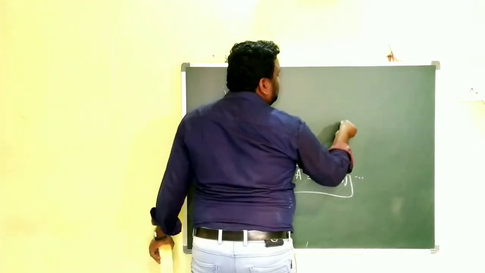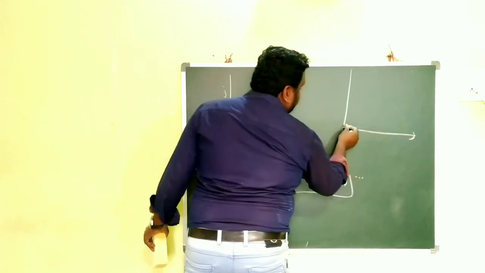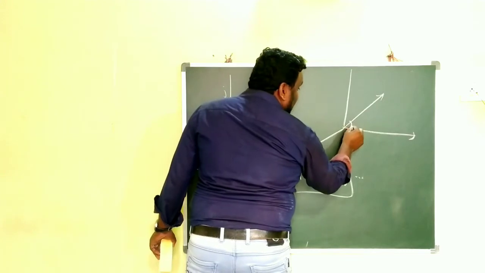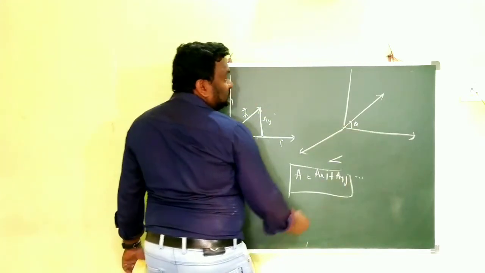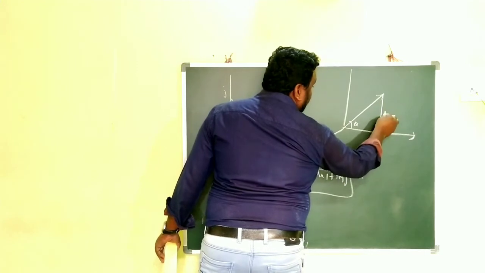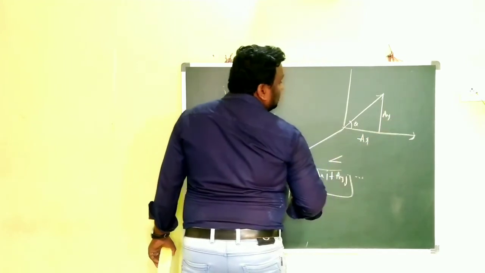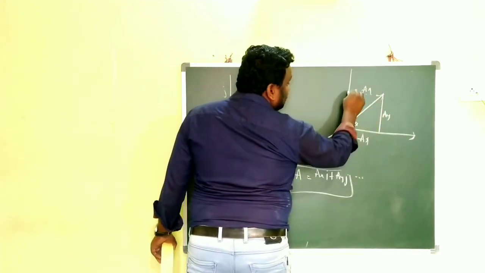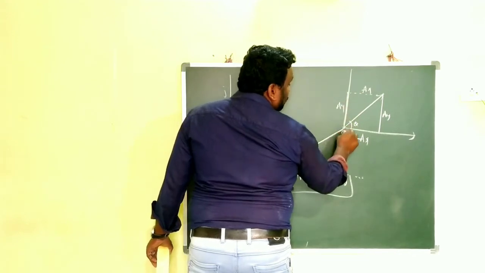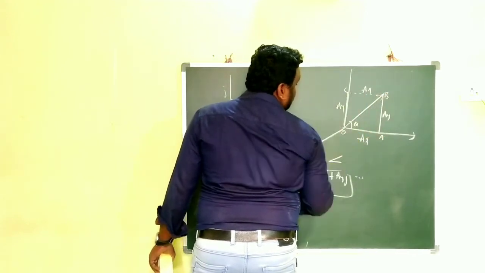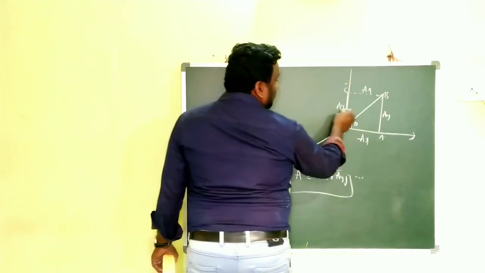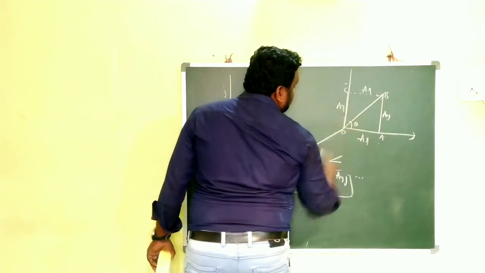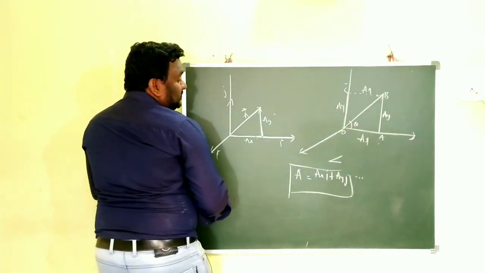Watch carefully. Again I am drawing the same thing here. This is the vector A and it makes some angle theta. This is AY and this is AX. If you draw one normal like this, this is AX and this is also AY. In the parallelogram OABC, OC is equal to AB and OA is equal to BC. Got my point, children?